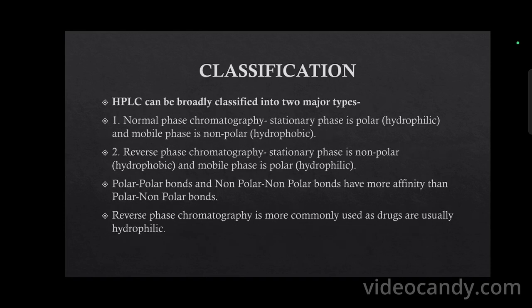Classification. HPLC can be classified into two major types: normal phase chromatography and reverse phase chromatography. In normal phase chromatography, the stationary phase is polar hydrophilic and the mobile phase is nonpolar hydrophobic. In reverse phase chromatography, the stationary phase is nonpolar hydrophobic and the mobile phase is polar hydrophilic.